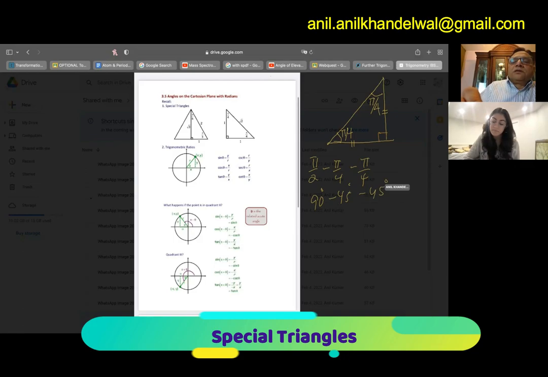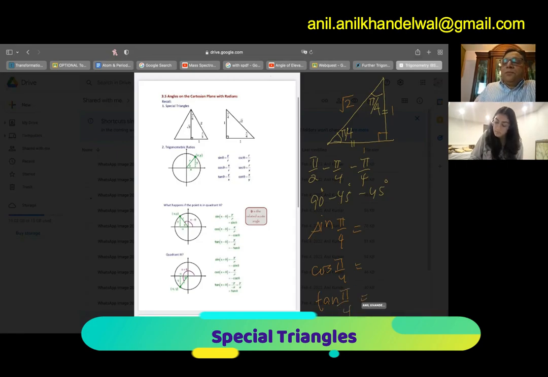So in this particular triangle, if legs are 1 each, then the hypotenuse is square root of 2, correct? Yes, because 1 squared plus 1 squared, square root of that equals square root of 2. From here, you get the value of sine of pi by 4, cos of pi by 4, and tan of pi by 4. These are the exact values.